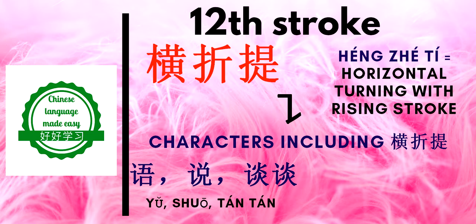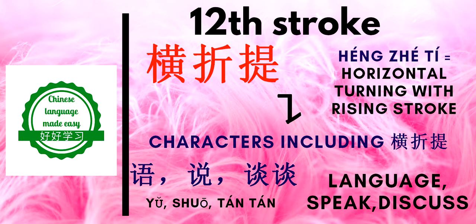The first one is Yu, the second one is Shuo, and the third one is Tan. In English, the first one means language, just like Han Yu means Chinese language, but here we are using it alone. Yu, squeeze your lips, round your tongue and speak this word. The second one means to speak, and the third one means to discuss or to chat. So this was about this stroke.